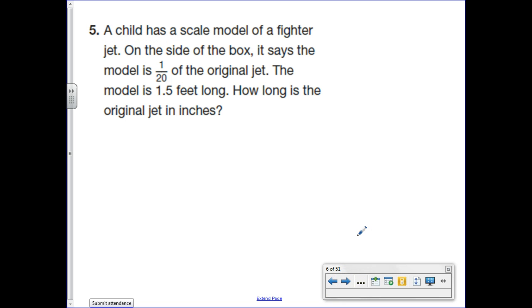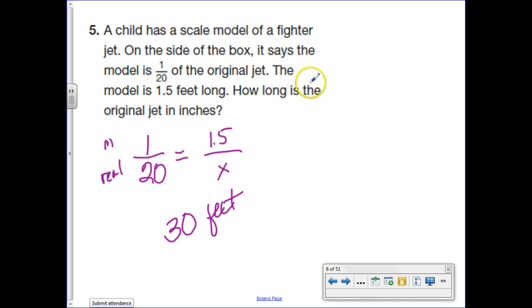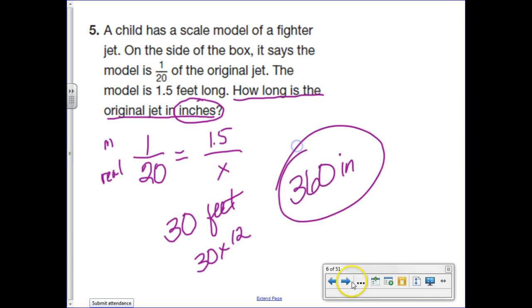Number 5. This one has a little bit of a trick to it. So if you start setting this up and you see that the scale is 1:20, this is always the model to the real jet, and you come over here and you say the model is 1.5 feet, here's X. You might solve and say, oh, I get 30 feet for my answer, but you're not quite done because look at the nasty way they wrote this. This is the key word right there. Inches. So if you put 30 feet, you were correct in that length, but the question asks you to convert this into inches. So you'd have to take 30 times 12 to get 360 inches.